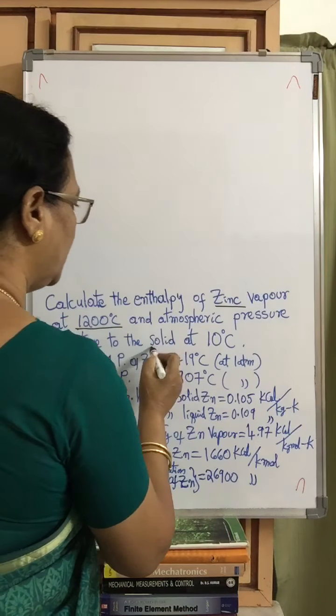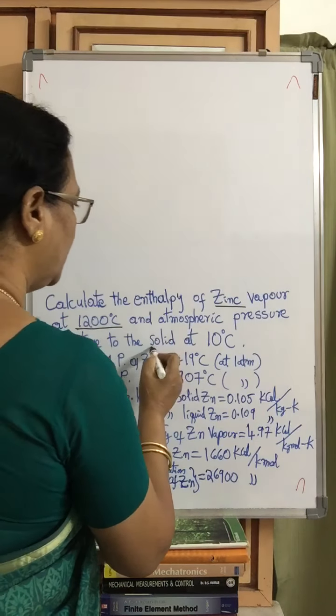Sensible heat calculation. For this, Cpm, the mean heat capacity, is required. This may be different for the solid, liquid and vapor. We will have different values. So this is the main concept. We will divide into stages. For each stage we will calculate Q, then add up to get the final value of Q.